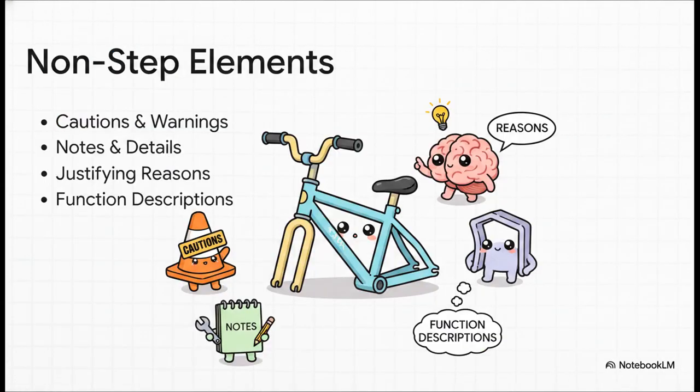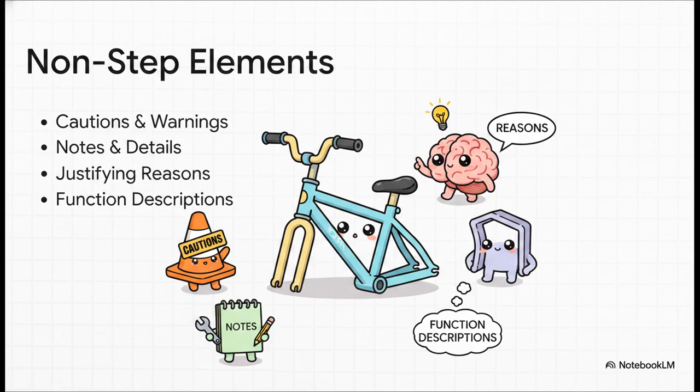But keep in mind, procedural texts aren't just a sterile robotic list of steps. Think about assembling a complex piece of furniture or a bicycle. To do it safely, you desperately need crucial non-step elements. You need cautions and warnings so you don't break something or hurt yourself. You need notes for technical specs. You really need reasons so the reader understands exactly why they shouldn't just skip step 4. And you need function descriptions so they actually know what that weirdly shaped metal bracket is supposed to do in the first place.